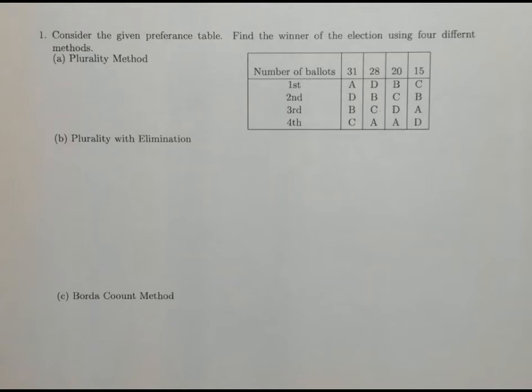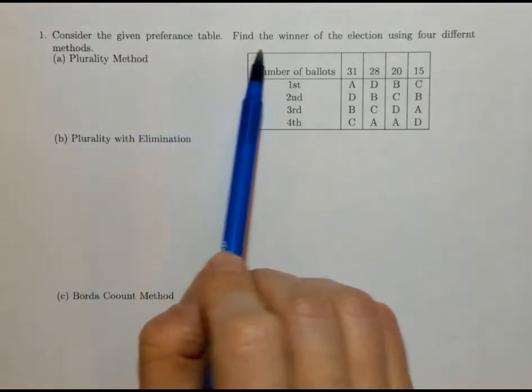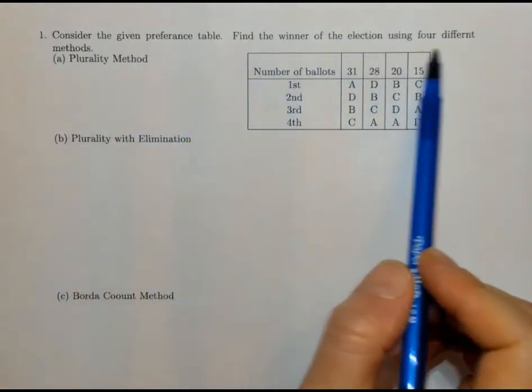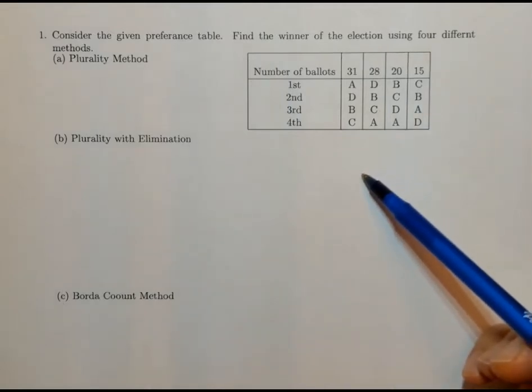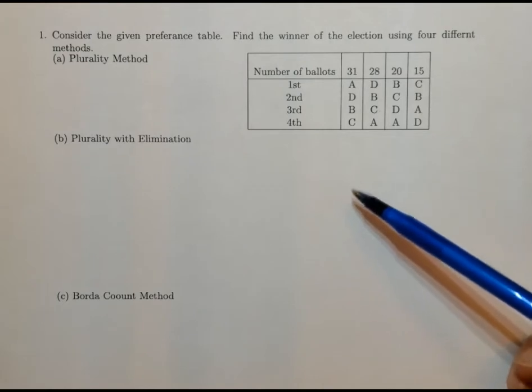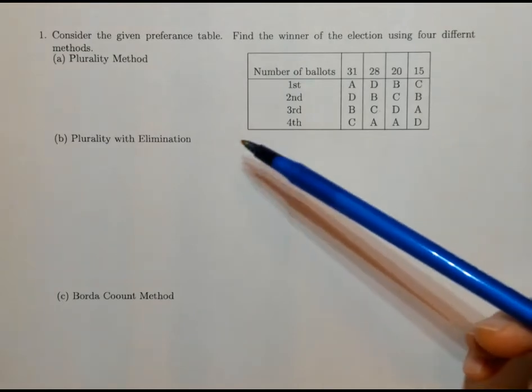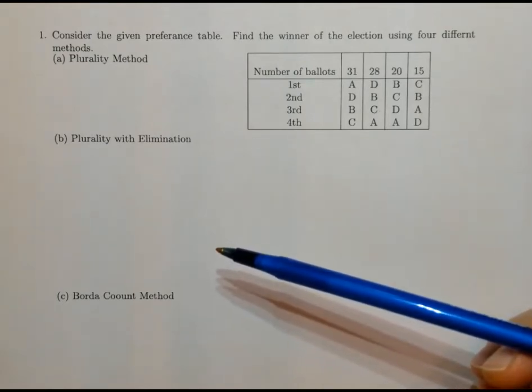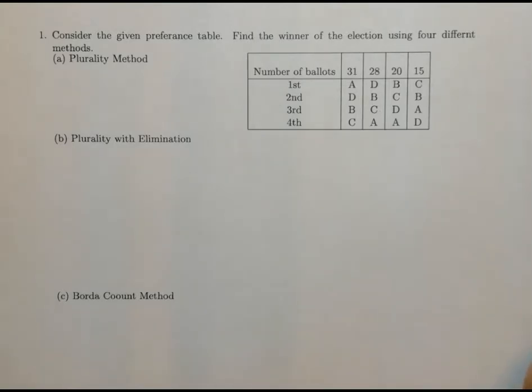Hello guys, let us start our review with the longest problem. Consider the given preference table, find the winner of the election using 4 different methods. If you have started the review assignment, you have noticed that we will ask you to apply all 4 methods that we have started in the course.